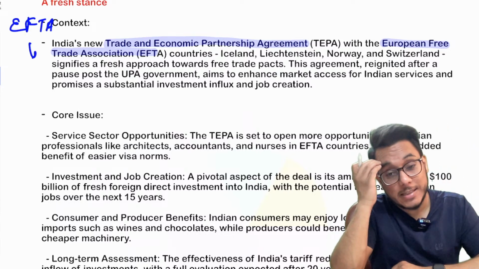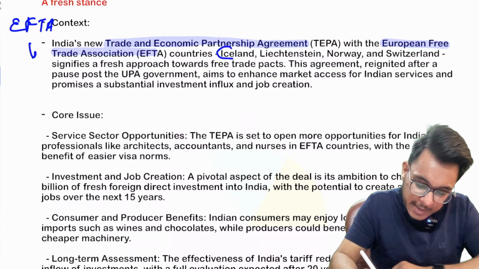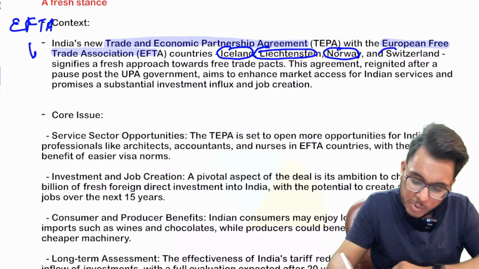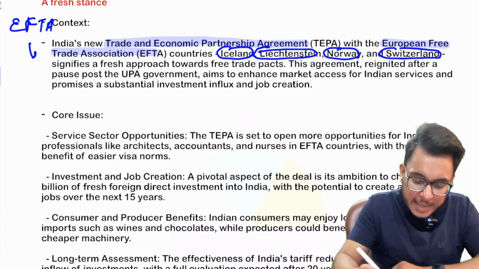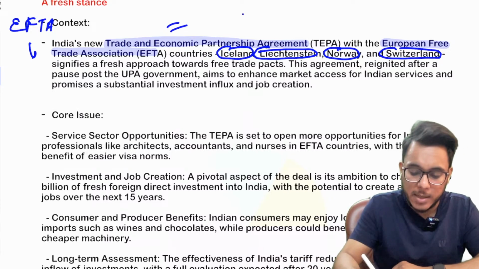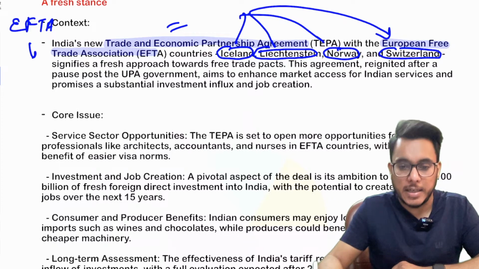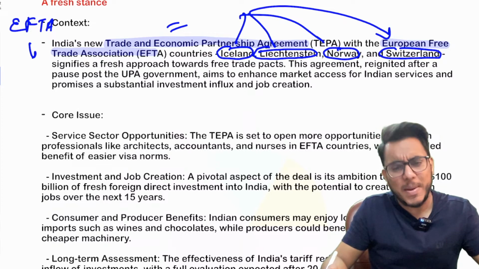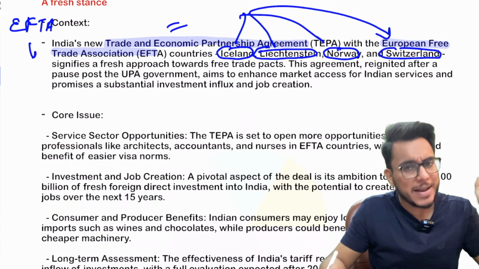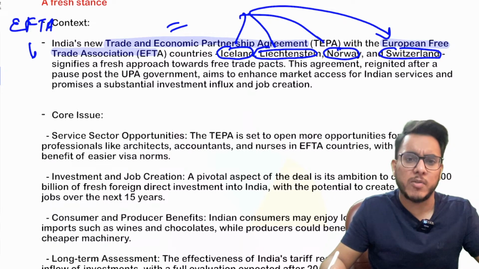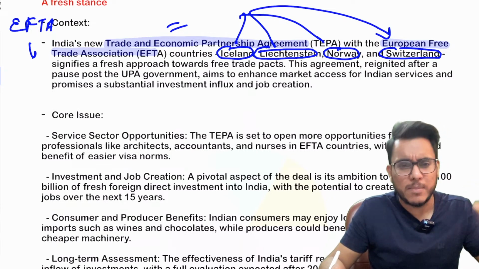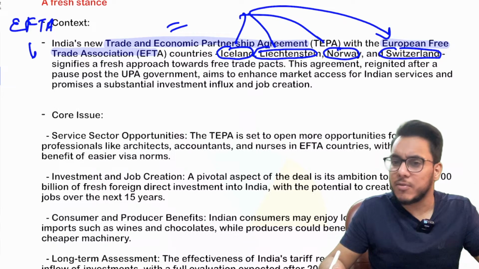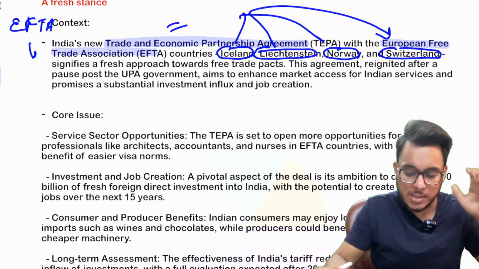Who are these EFTA countries? It contains Iceland, Liechtenstein, Norway, Switzerland. So basically, India has signed this Trade and Economic Partnership Agreement with these four countries. And this particular agreement was picked up way back around 2008 by the UPA government. But after some time, this particular thing was kept on the shelf. Now the government has finally culminated this agreement with these four countries.